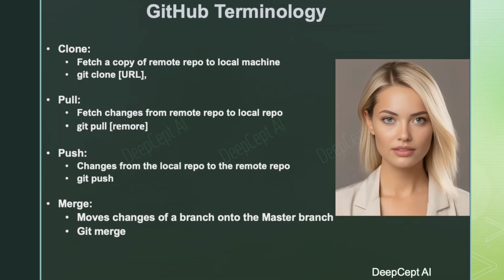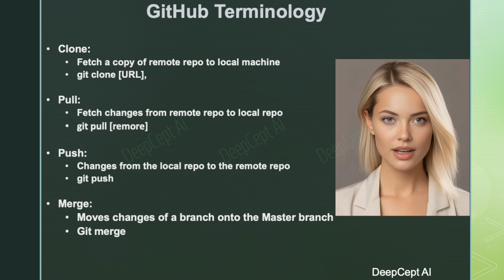Cloning refers to the process of creating a local copy of a repository from GitHub onto your computer. This local copy contains all the files, commit history, and branches present in the remote repository. You typically use the git clone command followed by the URL of the repository to perform cloning.